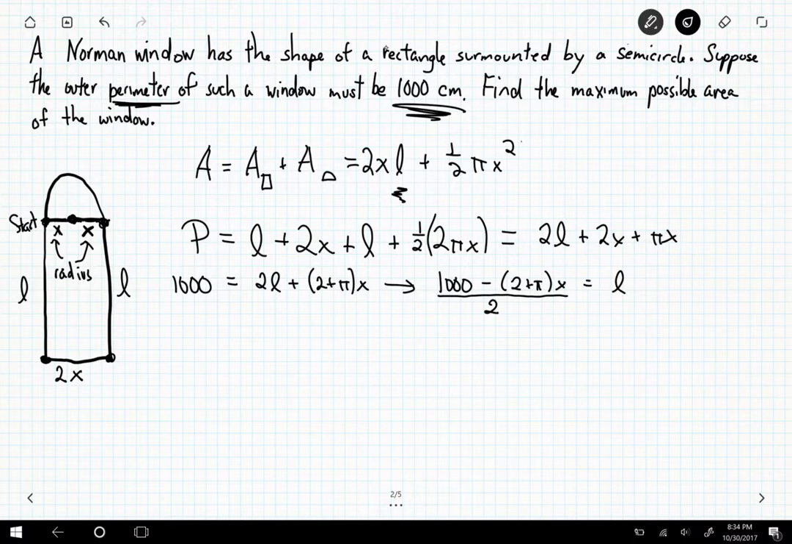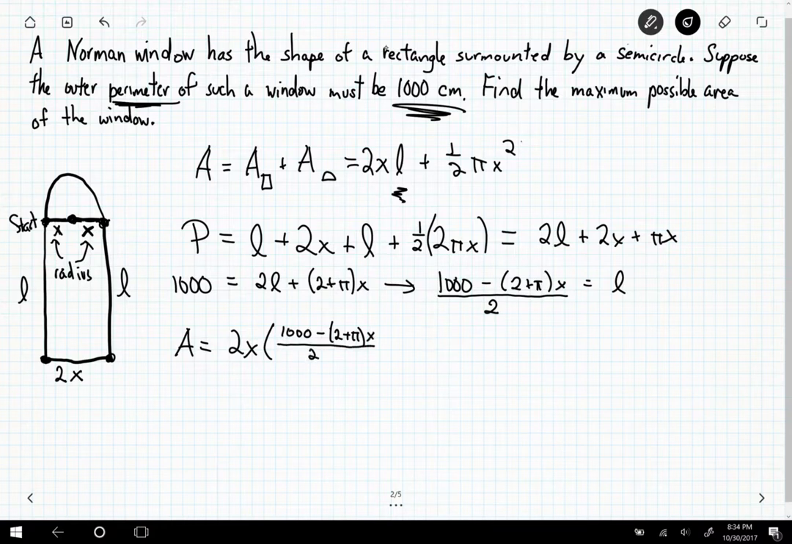Now, looking at our area equation, let's see what happens. So our area, we want to get it all in terms of x. So we have 2x and L. What the heck is that thing? Well, notice you have 1,000 minus, and then in parentheses 2 plus pi x, and then divided by 2, and then plus a 1/2 pi x squared. Okay, it looks scary. It's really not that bad though at the end of the day, because notice your 2's will cancel, and this x we can even distribute on through.